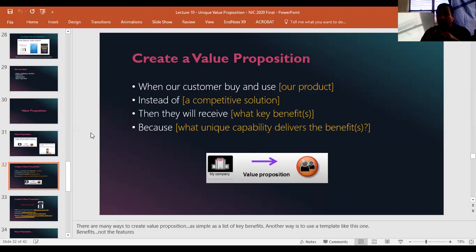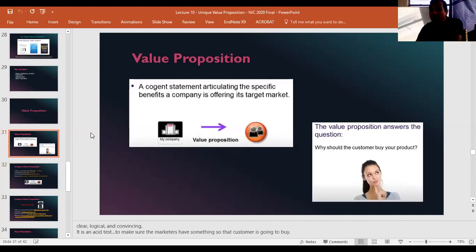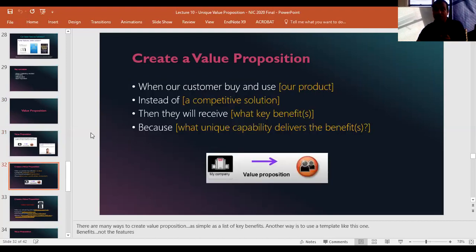So how do you create a value proposition? Another way is to use a template like this, which we have on the screen. It's a kind of template to create the value proposition. The idea is to answer this question: why should the customer buy your product? Keep that in mind. We are trying to answer this by crafting a value proposition statement.